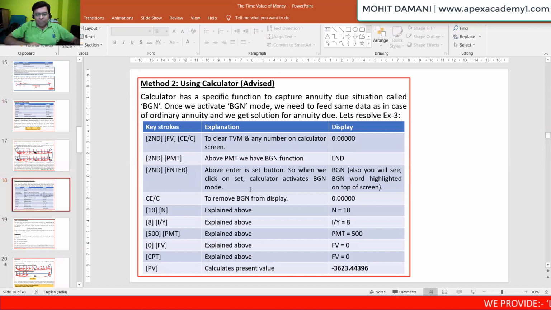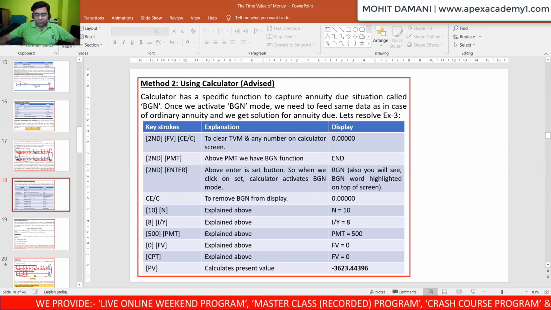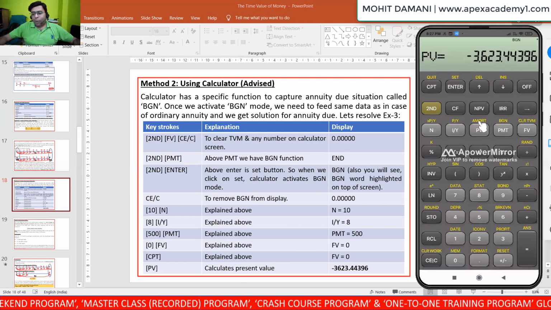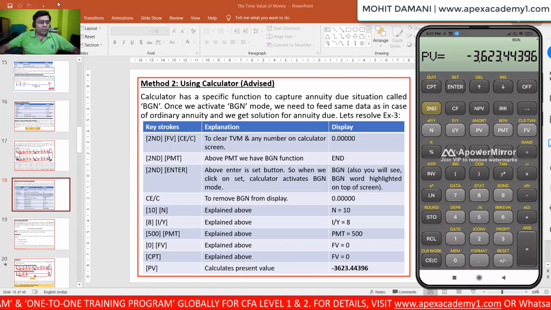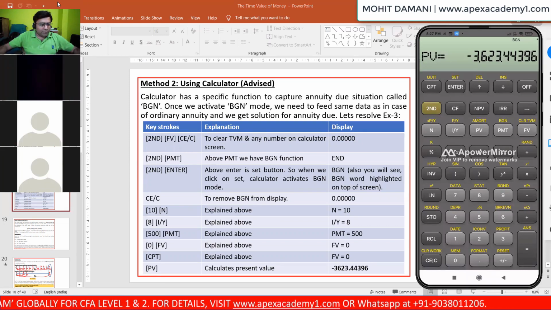Now the last function of this time value of money, which again many of the students don't know, is the Amort function. Amort function is the amortization function.